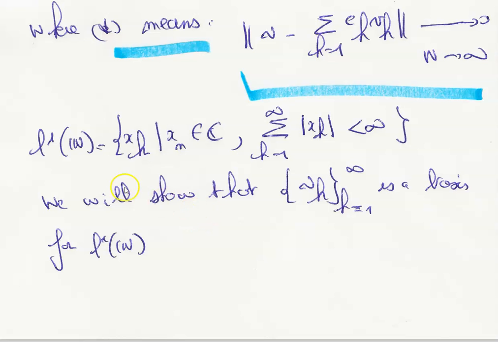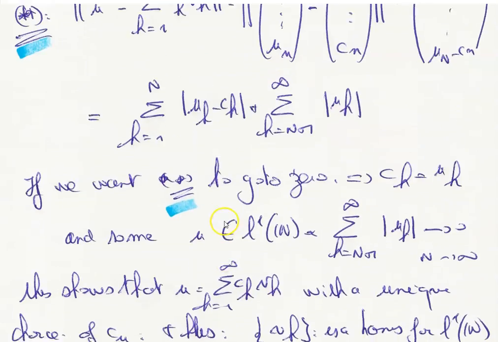So I finish like this. I remind you that L1 of n is the set of all sequences xk, where xk belongs to C, and the infinite sum for k from 1 to infinity of the absolute value of xk is less than infinity, so it's bounded. Okay, so that is an absolutely convergent infinite series. So we will show that vk is a basis for L1, and I didn't do it.